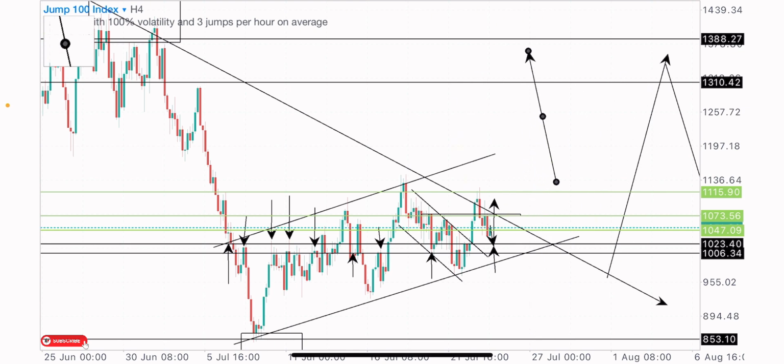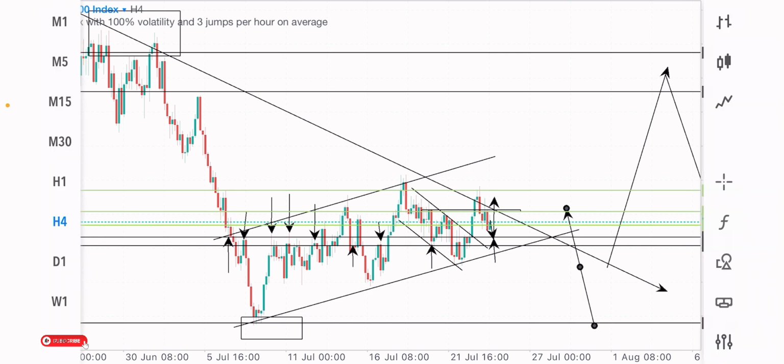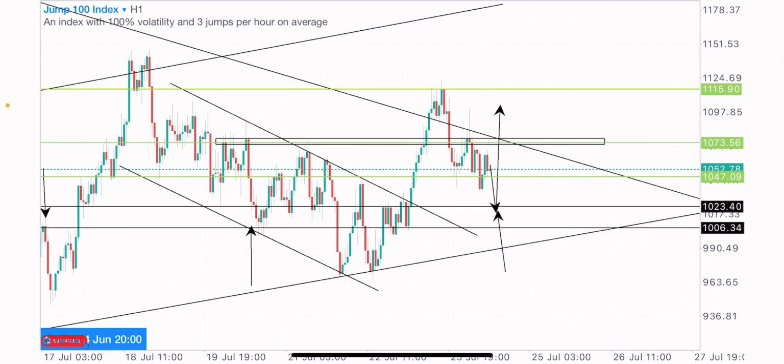So the buy move is expected to this point on jump 100 index for the sell continuation, for the major sales expected. So that's this, guys. That's what I expect of this index. That's my analysis and market breakdown on jump 100 index.